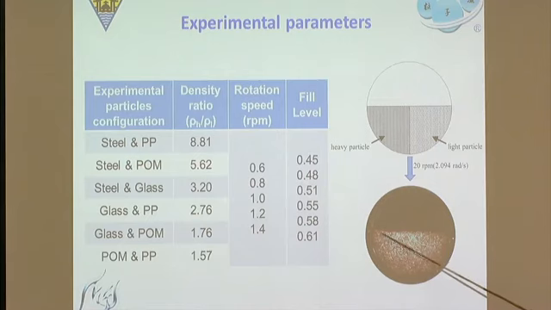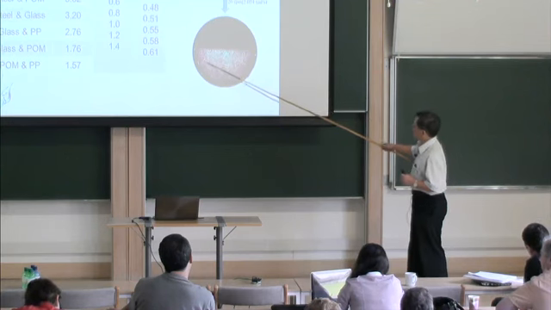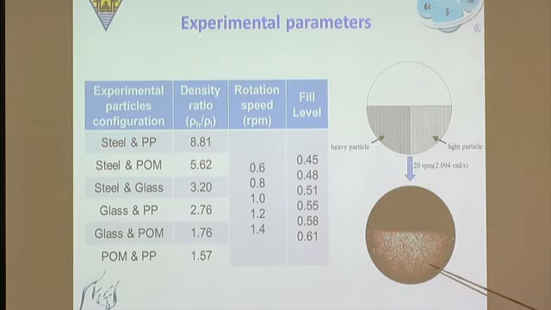But we can see, the white are glass beads, so they are the heavier particles. The red are PP beads, so they are lighter. So the lighter particles are more gathered in the surrounding and in the top free surface.